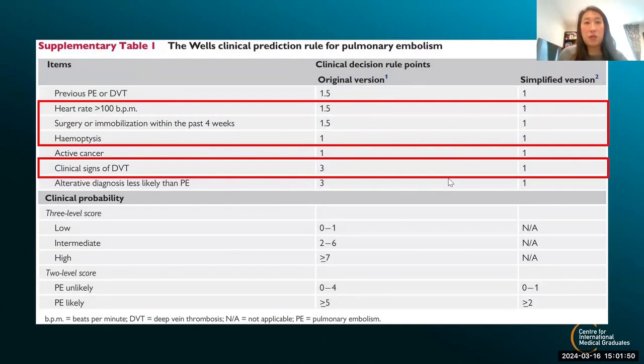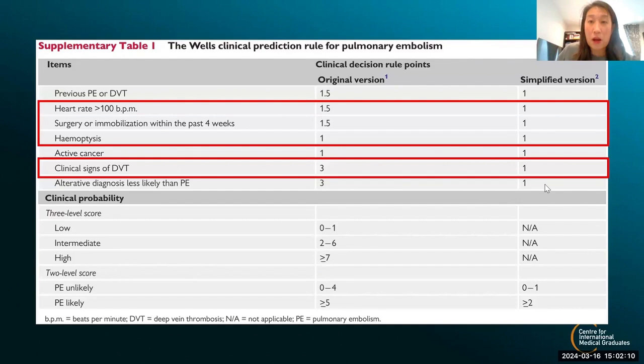However, most hospitals will have a printout of the Wells score in their intranet or whatever. So you can use that to give them a score, and that will give you the clinical probability of the patient having a PE. Okay, so there's the original version and the simplified version. That will tell you if a PE is likely or unlikely.